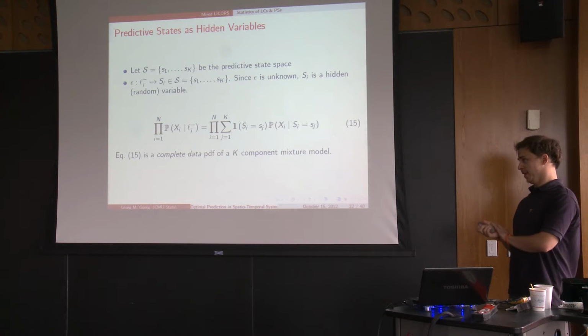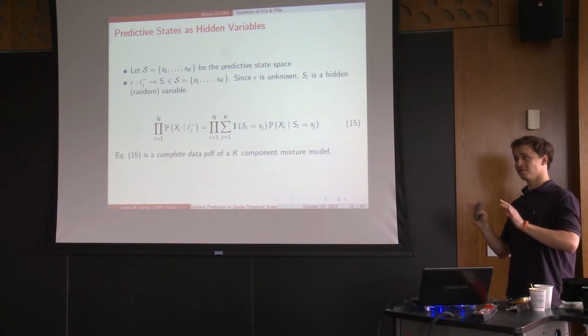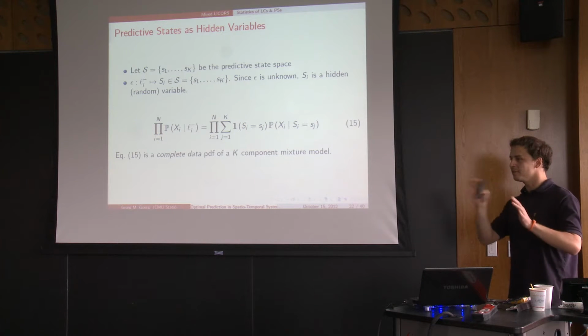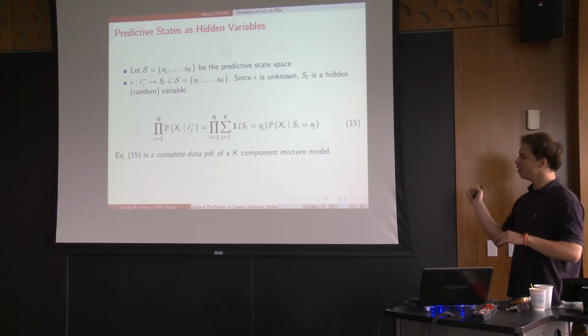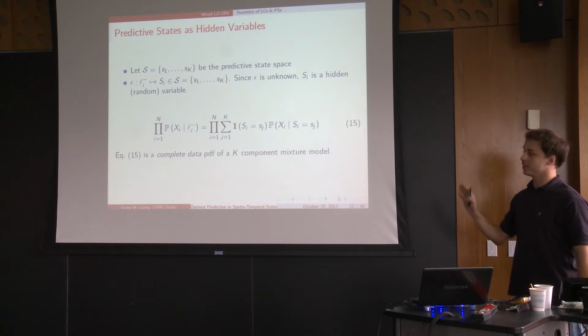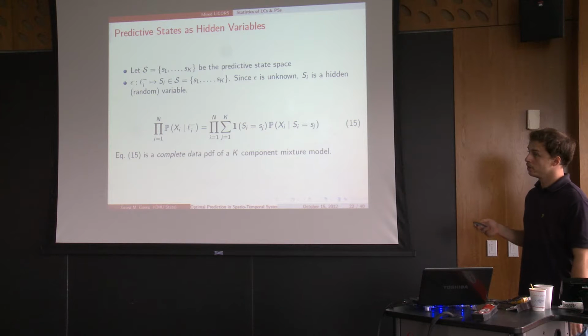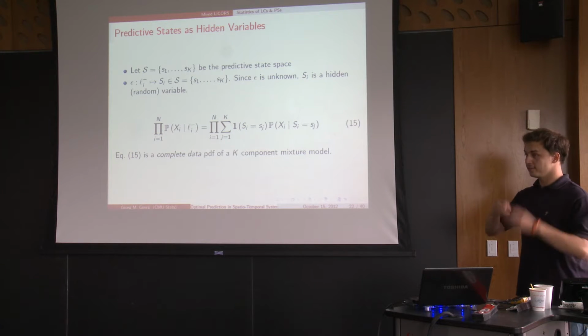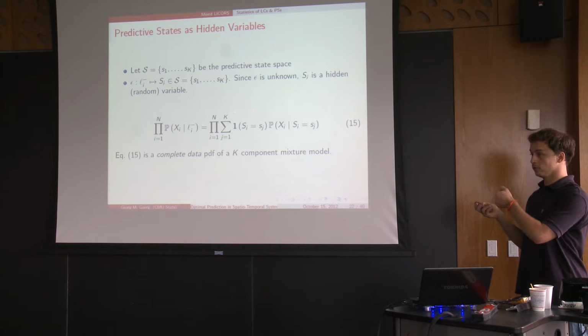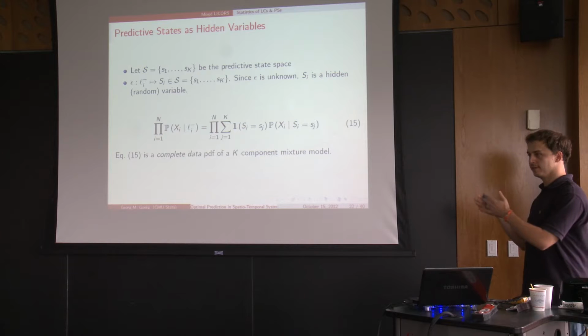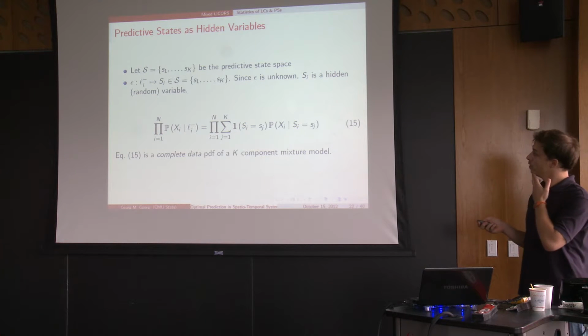And now, originally this was a function mapping to equivalence classes. That sounds a little strange maybe. So let's now forget this for a moment and think of the predictive state space as a hidden variable. So we have a state space S1 to Sk. Epsilon maps each outcome to the state. But epsilon, we don't know epsilon, so the state is a hidden random variable.